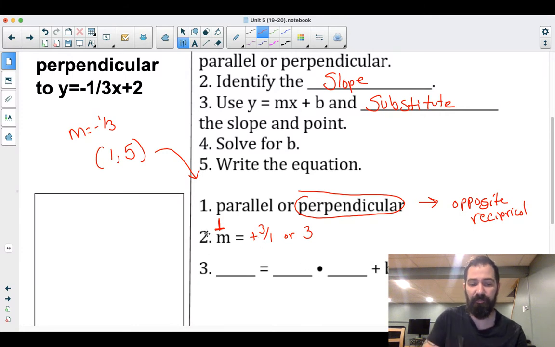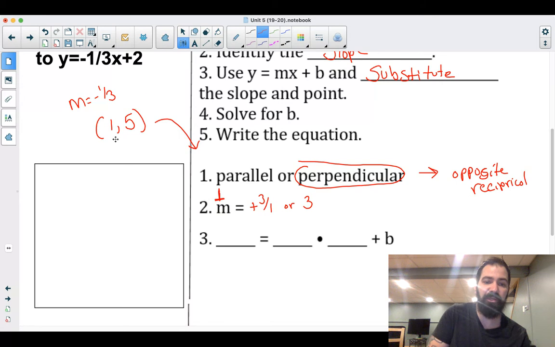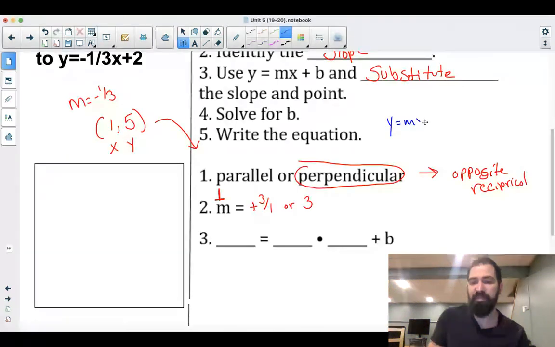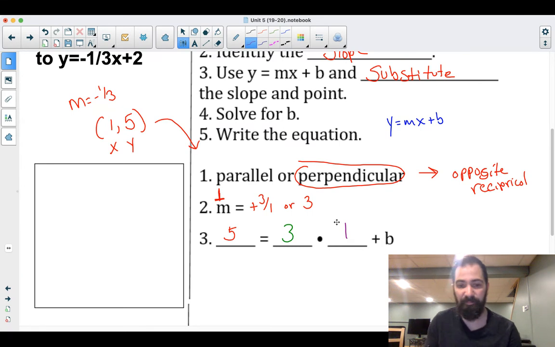So let's put that in here. We know that these are x's and y's. So what comes first in our equation? Remember, our equation is y equals mx plus b. So our new equation, our y value is 5. Okay, we're using y equals mx plus b and substitute the slope and a point. Okay, we have a point, 1, 5. M is our slope, so we're going to say that is 3. X is 1, and now we're trying to figure out what this b is.